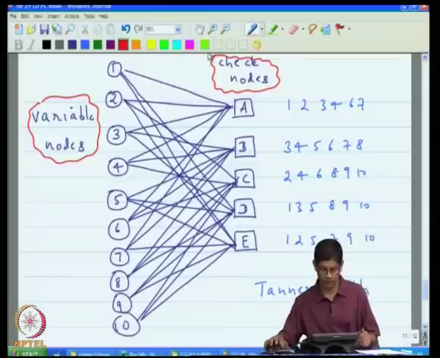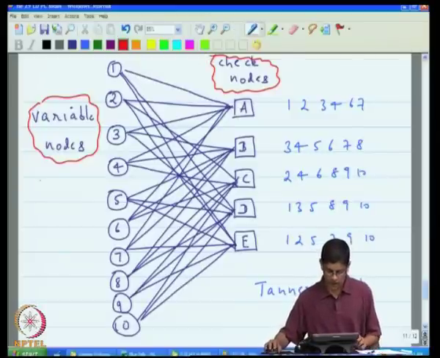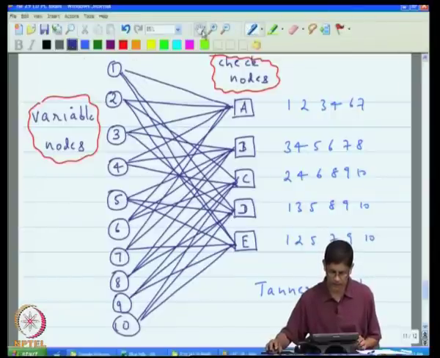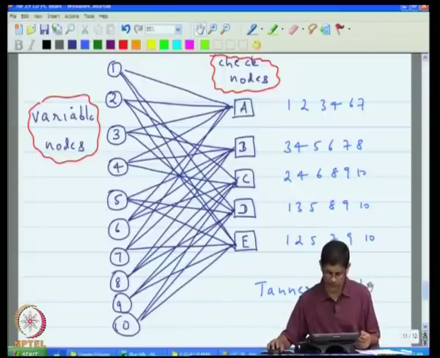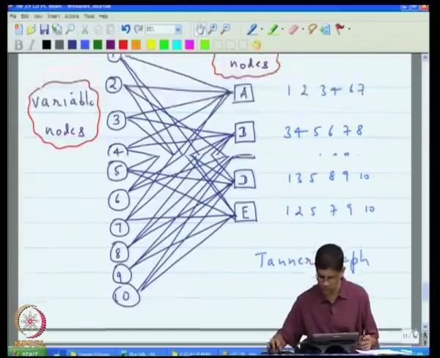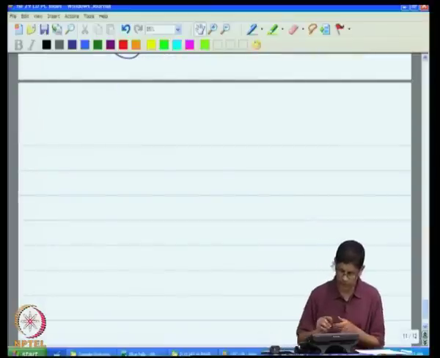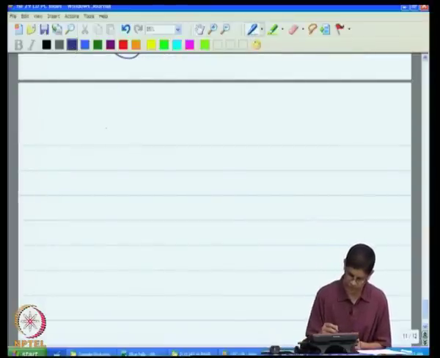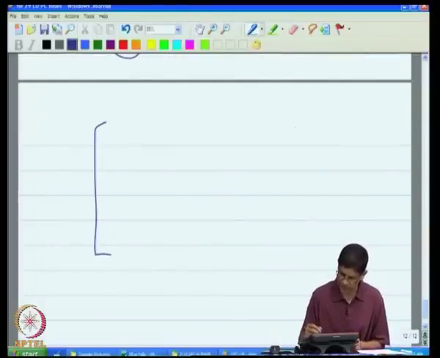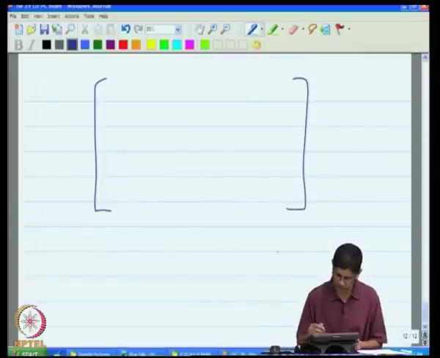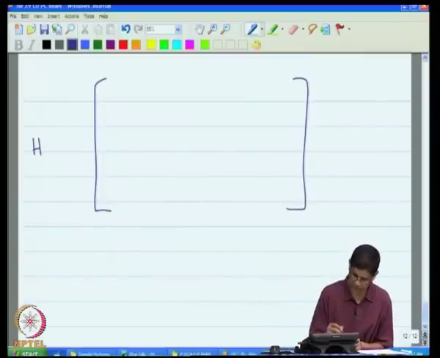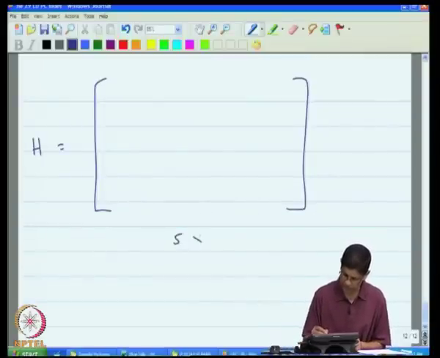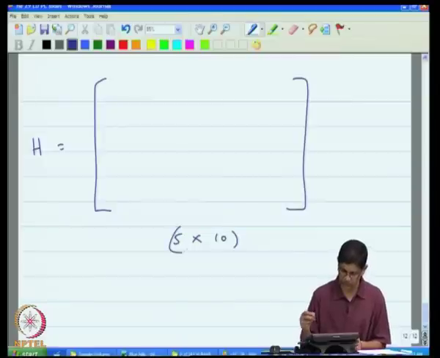All right. And this is really another representation of the parity check matrix in the following sense. You should think of this, and I will put this down on the next page, you should keep this picture in your mind. There is a parity check matrix. This matrix, it will be called H, is a 5 by 10 matrix.